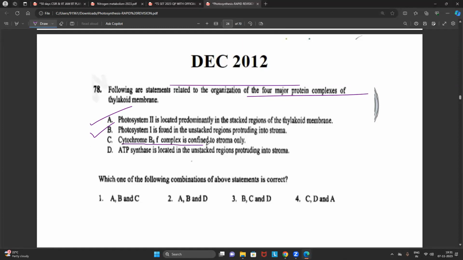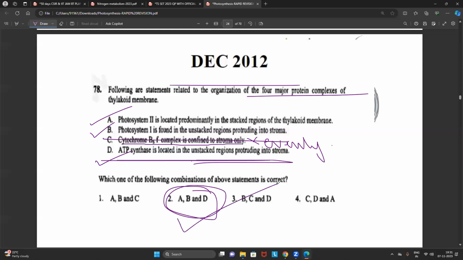Cytochrome b6f complex is confined to stroma. That is wrong, right? Because it is evenly distributed, right? ATP synthase is located in the unstacked regions protruding into the stroma. That is also right. Only option C will be wrong. Hence, the correct answer will be option 2.